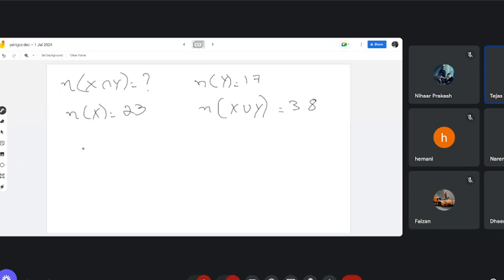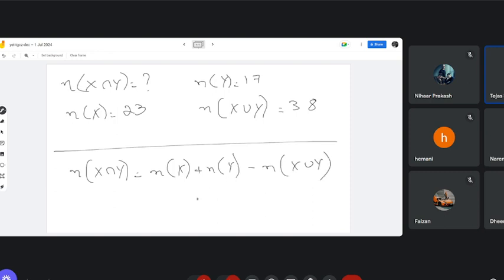Same, write the formula. I'm supposed to find x intersection. Whatever it is, the formula is still the same. X intersection y will be equal to n of x plus n of y, subtraction n of x union y. Do we know the answer for all the three? Yeah. So it's 23 plus 17, minus 38. 23 plus 17 is 40. 40 minus 38 is 2. So the answer will be equal to 2.